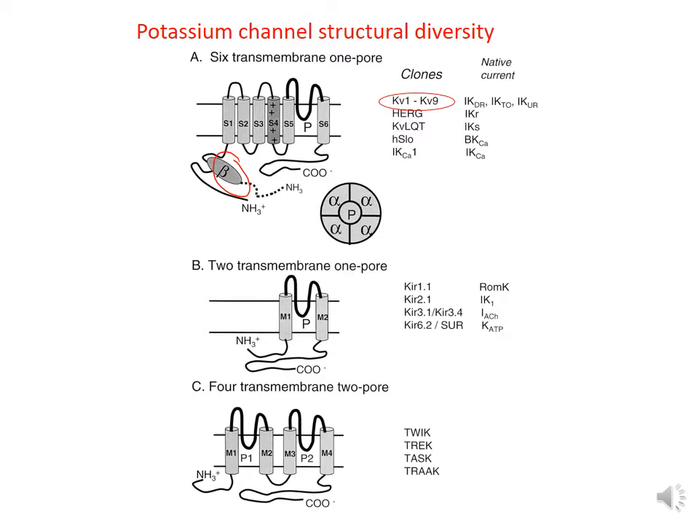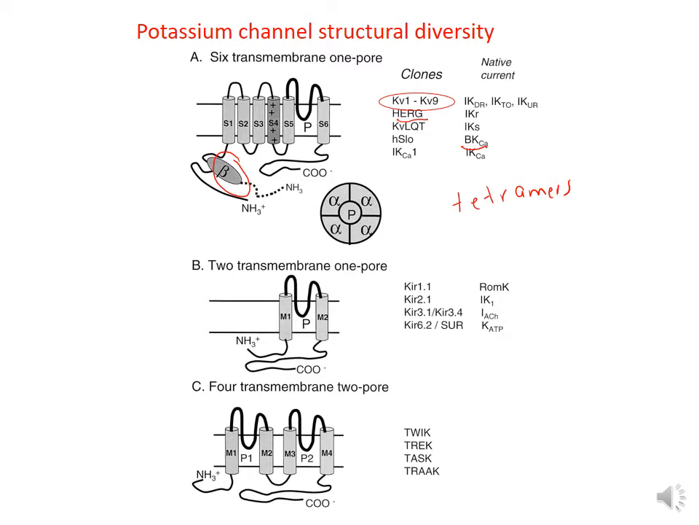The 6 transmembrane 1-pore type of channels are tetramers. So 4 alpha subunits come together to form a functional potassium channel. Members of this family are KV channels, and also some other channels like the HERG channels, and the BK and SK channels as well.